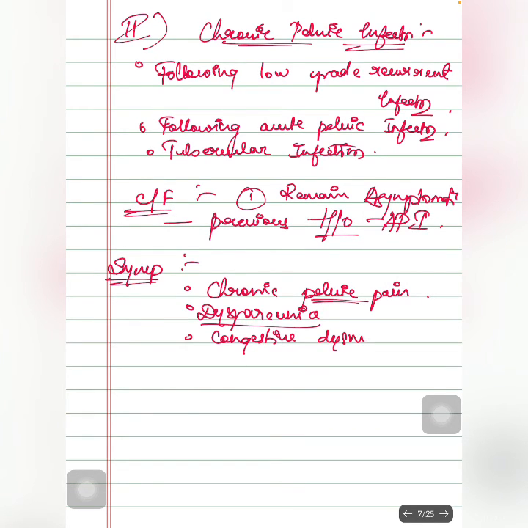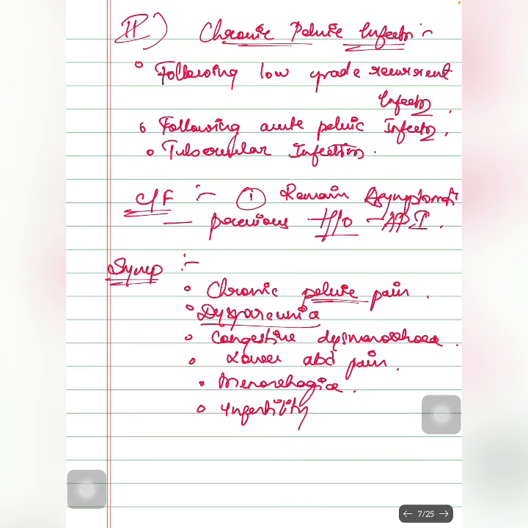Next, you will see congestive dysmenorrhea, painful congestive menses, and lower abdominal pain. Next is menorrhagia or polymenorrhagia, which is again due to congestion. And you will see vaginal discharge and infertility. So here again one important factor for infertility we will see. We need to know the cause, the important factors for infertility.